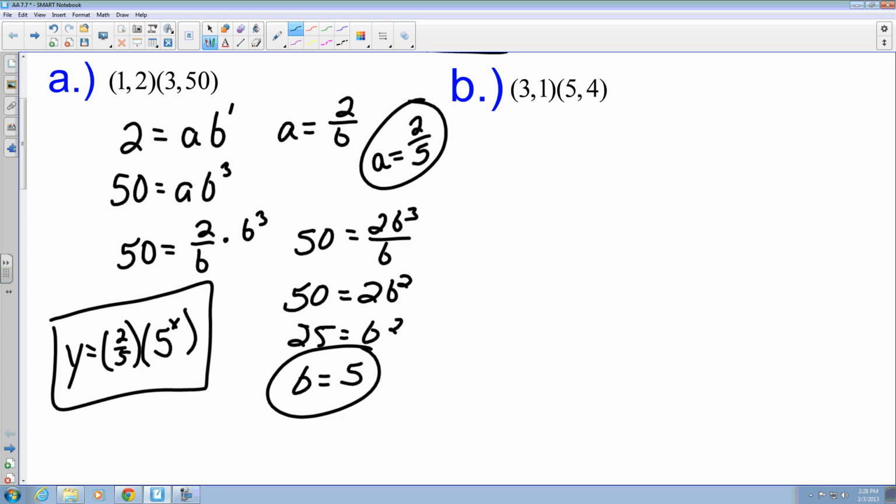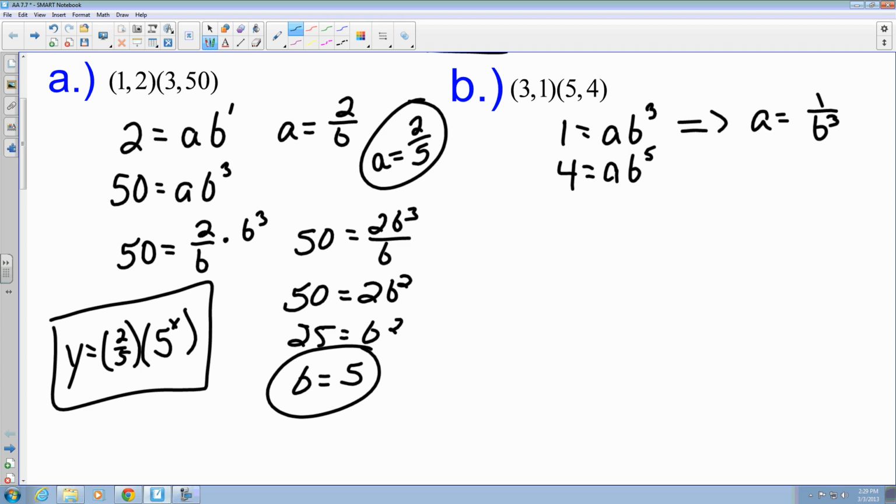For example B, we're going to do the exact same thing, except we just have different points. We've got 3 comma 1 and 5 comma 4. So let's write these out. The first one is 1 equals a times b to the third power, and the second one is 4 equals a times b to the fifth power. So in this first equation, I'm going to solve for a. Solving for a gives me a equals 1 divided by b cubed.